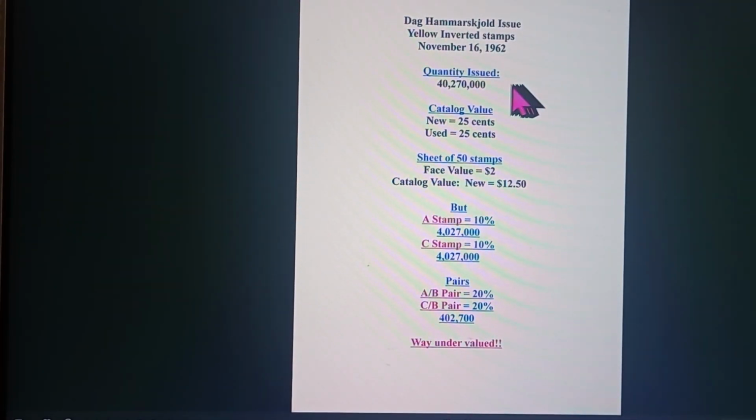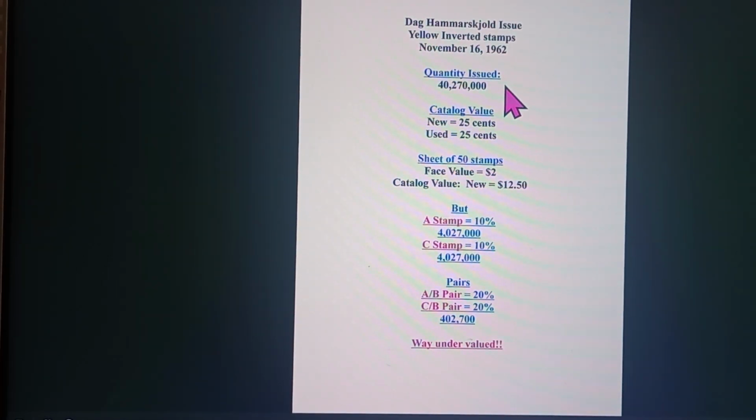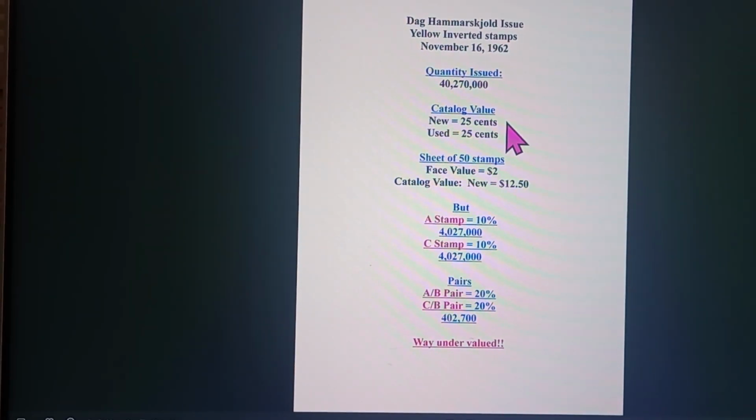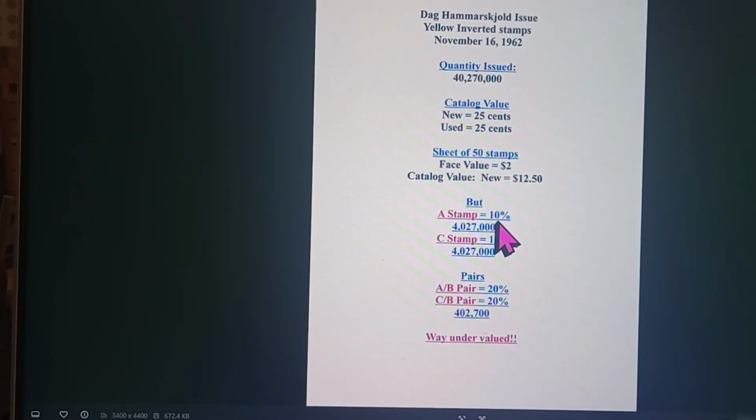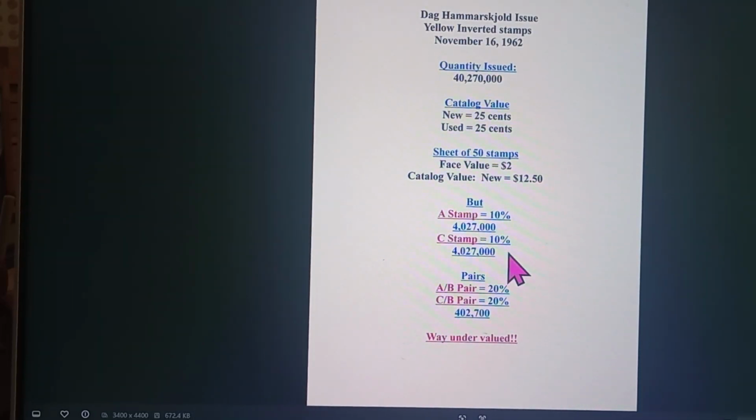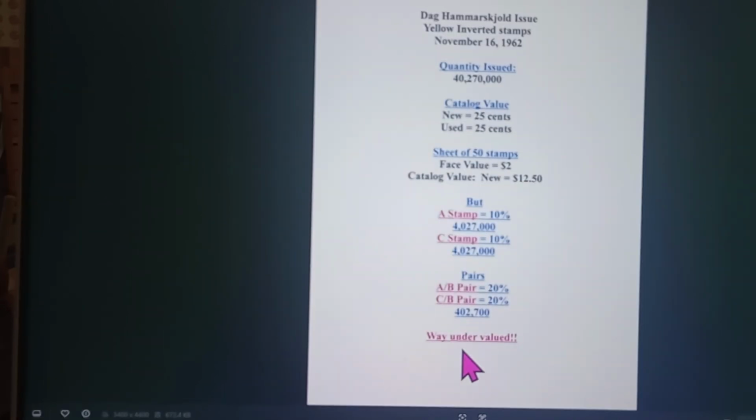As I mentioned, there were 40,270,000 of these stamps issued. These are the inverted stamps. The catalog value runs about 25 cents each, new or used. Face value is $2 for a sheet, and catalog value at 25 cents would be about $12.50 for a new sheet. But the A stamp equals 10% of the stamps, or 4 million. The C stamp equals 10%, or 4 million. The AB pairs and the CB pairs equal 20% each, about 400,000, which in reality are way undervalued.